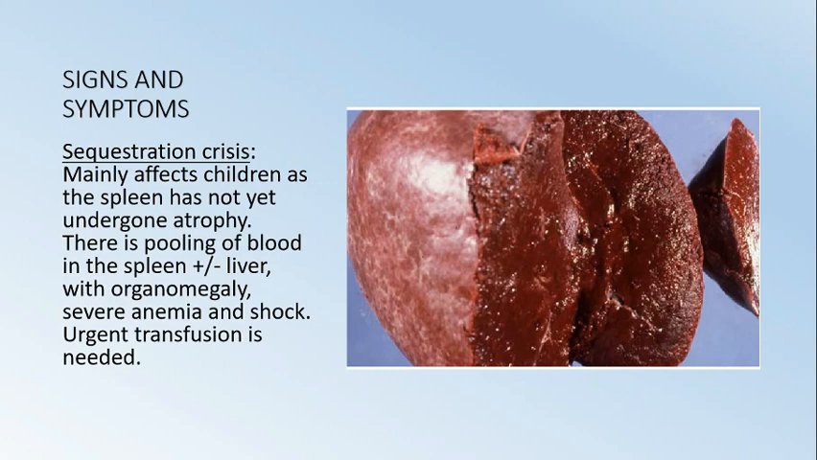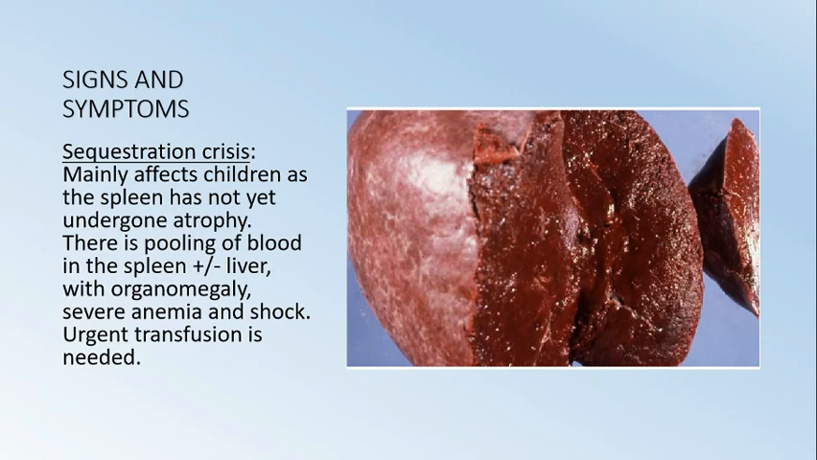A very acute venous obstruction of the spleen may even occur. It is a very rare occurrence in early childhood, but may require emergency transfusion or even splenectomy. So it's very serious here. There's pooling of blood in the spleen or liver with organomegaly, where the organs become big, severe anemia and shock, and urgent transfusion is needed, as said.